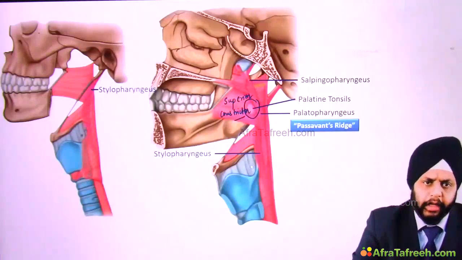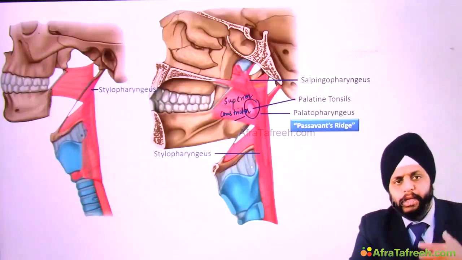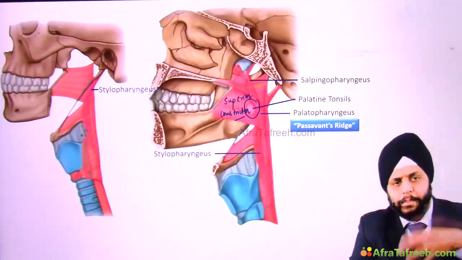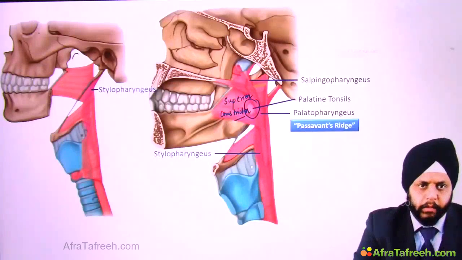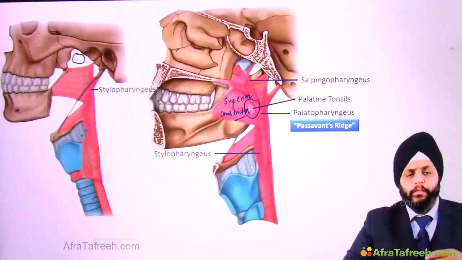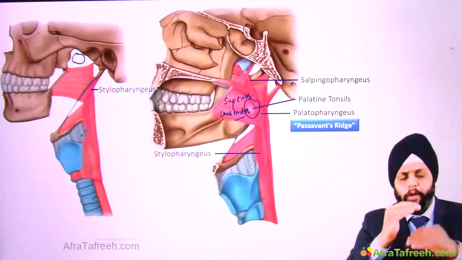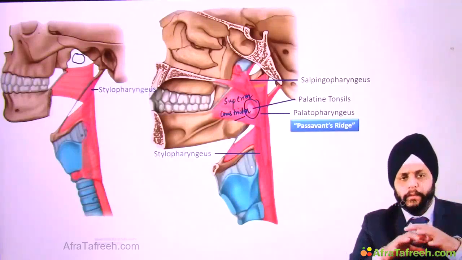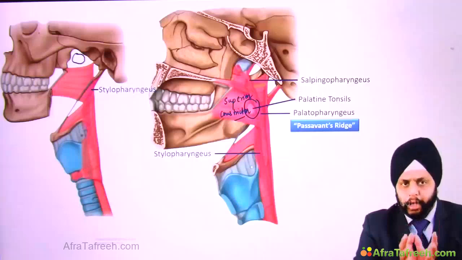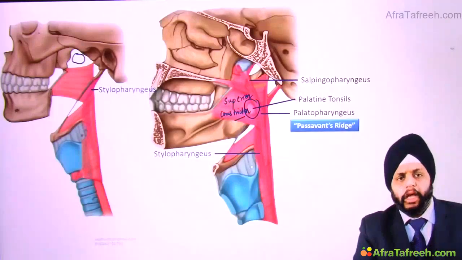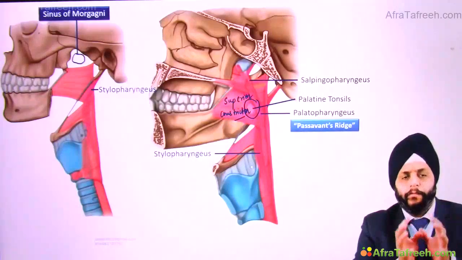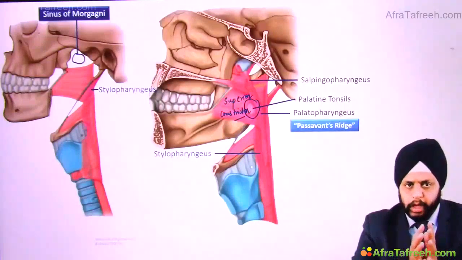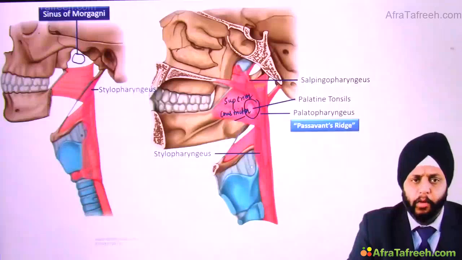Now we can see that there is a space between the superior constrictor's upper border and the skull base. So let's see over here, I'm drawing a circle over here. You can see between the upper border of the superior constrictor and the skull base, there is a gap. This is an anatomical gap. This anatomical gap is known as the sinus of Morgagni. Now what passes through the sinus of Morgagni?